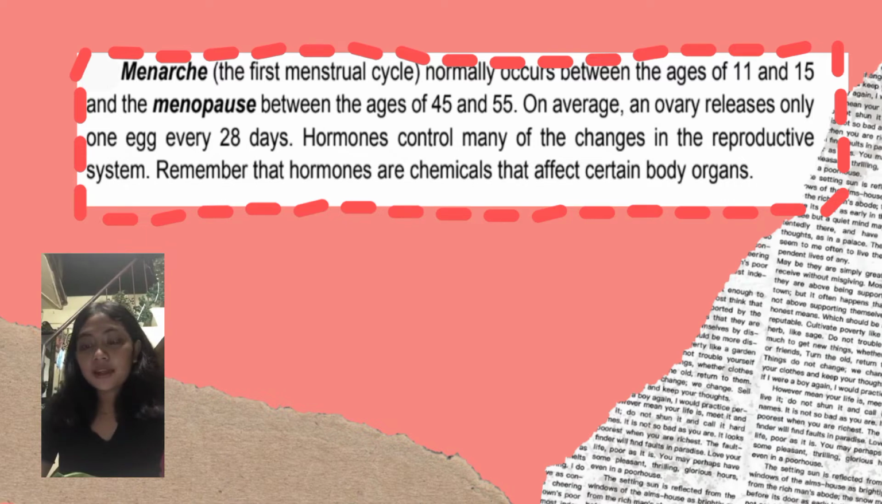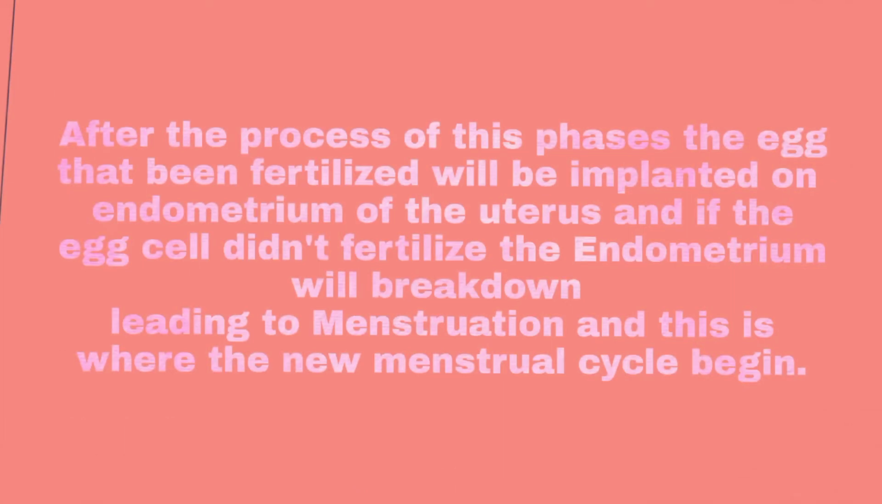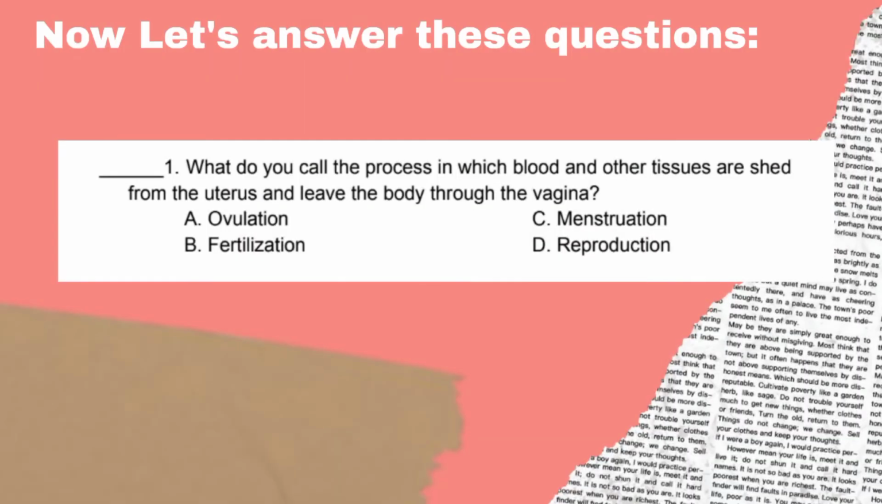Hormones control many of the changes in the reproductive system. Remember that hormones are chemicals that affect certain body organs. After the process of these phases, the egg that has been fertilized will be implanted on the endometrium of the uterus, and if the egg cell didn't get fertilized, the endometrium will break down, leading to menstruation, and this is where the new menstrual cycle begins. Now, let's answer these questions.